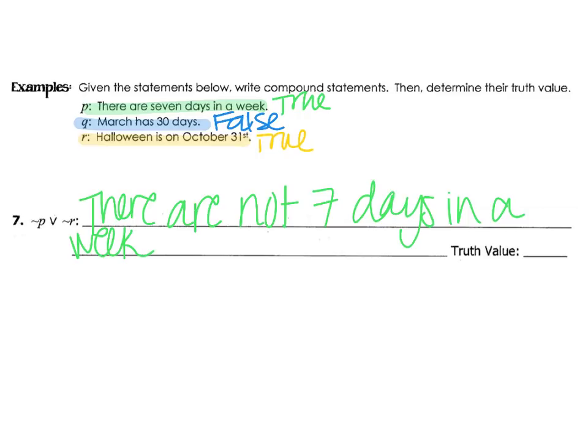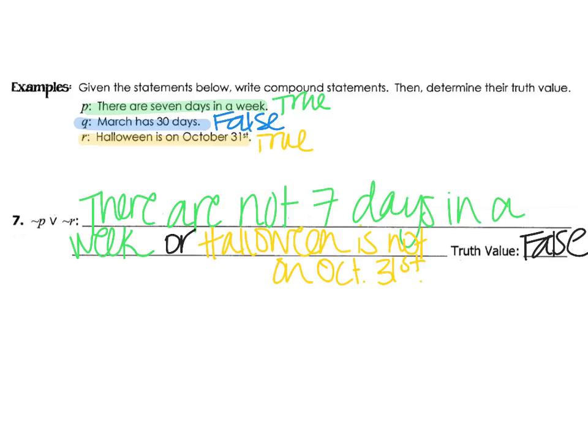And then we join them together with the word or. And then we've got our R statement, and we're negating our R statement. So we're saying, or Halloween, we want it to have the opposite truth value. So Halloween is not on October 31st. Okay. Now, we analyze this statement, and now that we've negated our P statement, there are not 7 days in a week, this is now a false statement because there are 7 days in a week. We've negated our R statement, and we say Halloween is not on October 31st. That is another false statement. So therefore, we've got 2 false statements. So the entire thing is false. All right? So if you have 2 false statements, the whole statement is false.